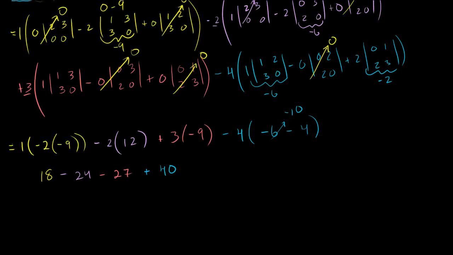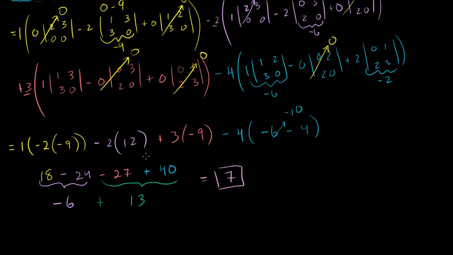Let's see if we can simplify this a little bit. I don't want to make a careless mistake right at the end. So 18 minus 24 is minus 6, right? And then we do it in green. Now what's the difference if we have minus 27 plus 40? That's positive 13. So minus 6 plus positive 13 is equal to 7.